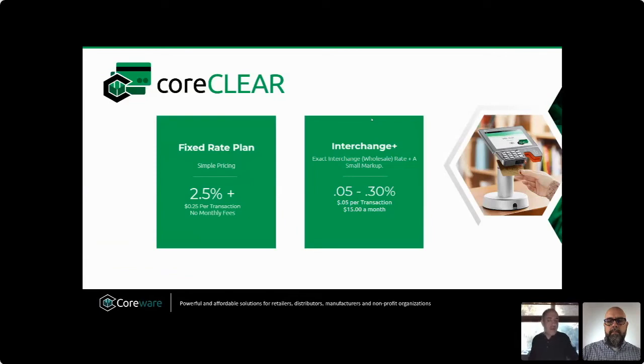We also offer Interchange Plus. Again, those are typically between 5 and 30 basis points as the cost plus, right, Aaron? Am I saying that properly? Yep, correct. So that's 0.05% to 0.30%, which again is 0.0005 and 0.003.